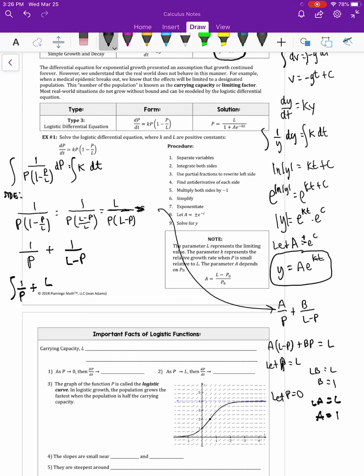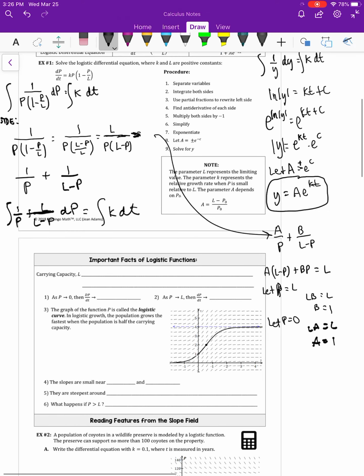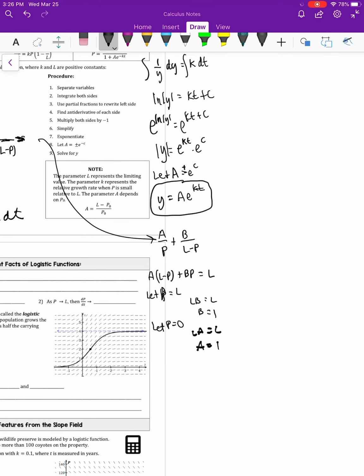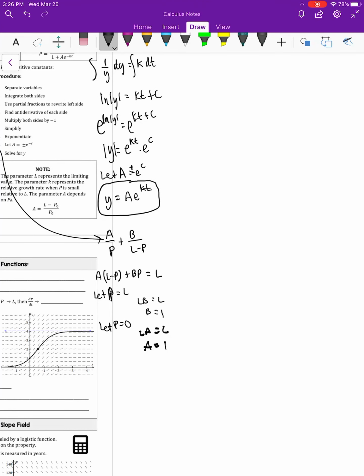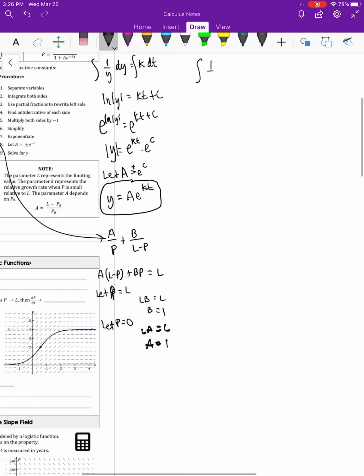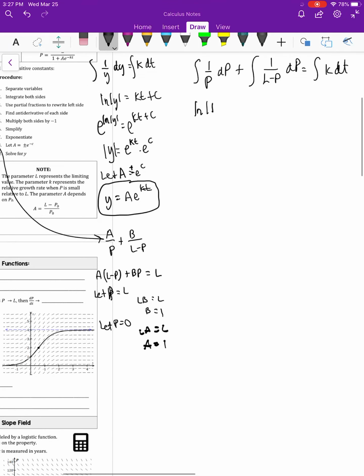So this is going to be the integration of 1 over p plus 1 over L minus p dp is equal to integral k dt. So again, this is just really hard to find the place to write, but I think I'm going to scoot this over, and we'll separate that 1 over p dp plus the integral of 1 over L minus p dp is equal to the integral of k dt. I was able to fit this all on my paper. It's just writing on this iPad, I just can't fit it.